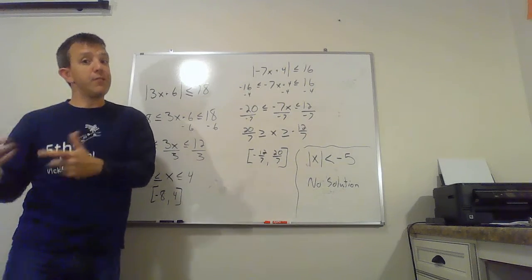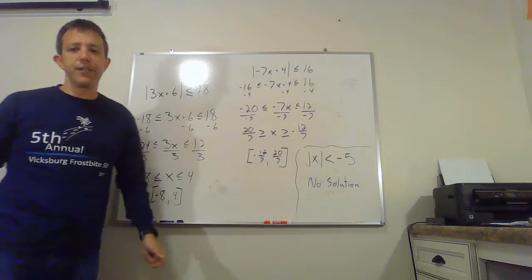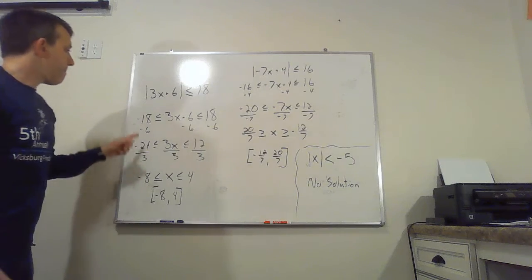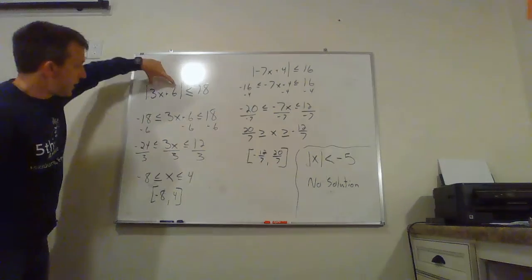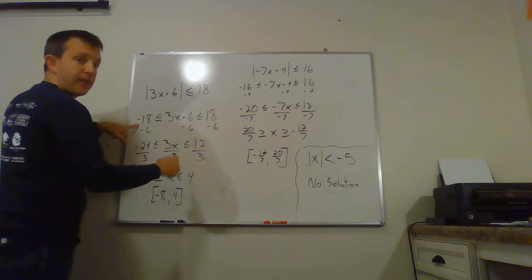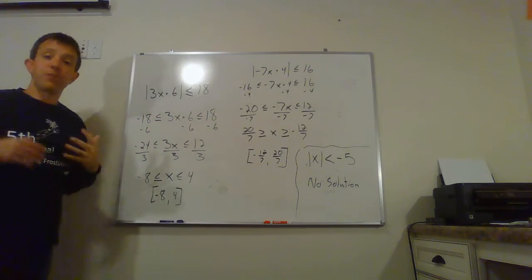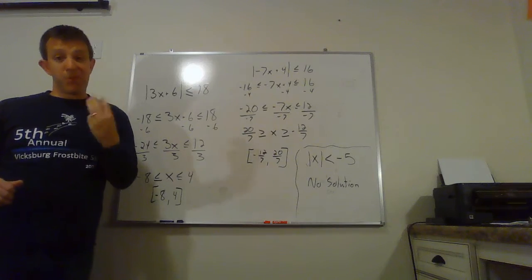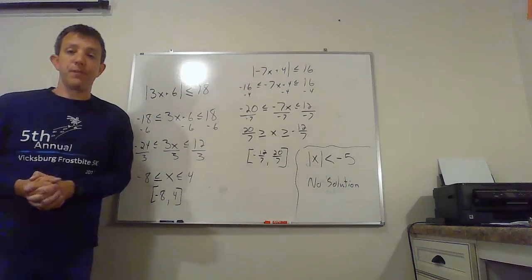Okay, again, if you need to, go back and watch the first couple minutes of this video and see that again. So what that means is that the inside of my absolute value is sandwiched in between negative 18 and positive 18. So this is one of those compound inequalities. This is one with three parts, and we're going to solve it just like we did before.